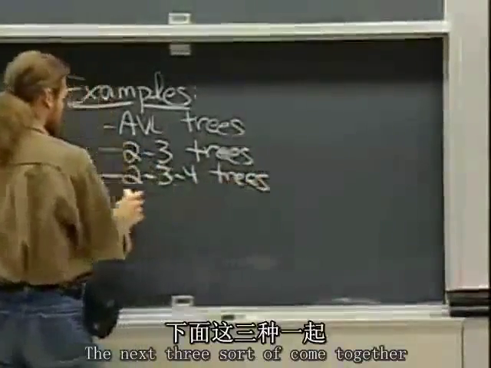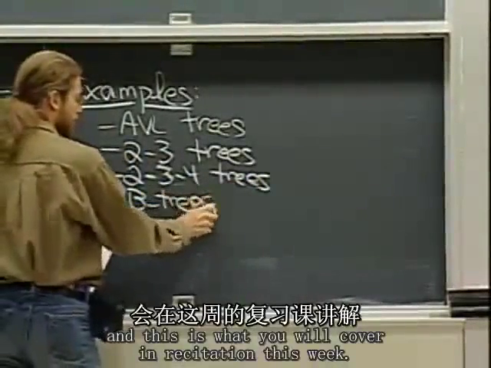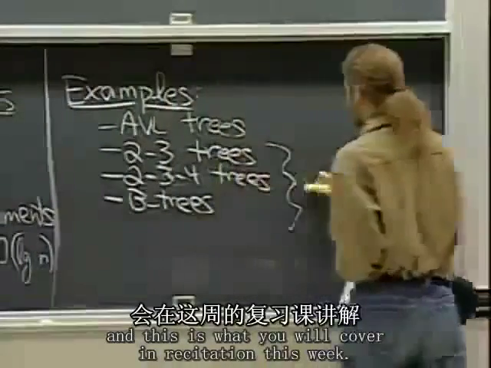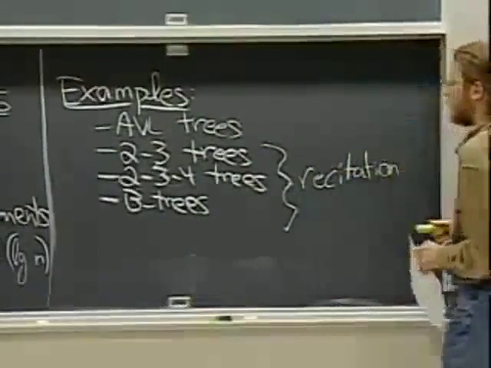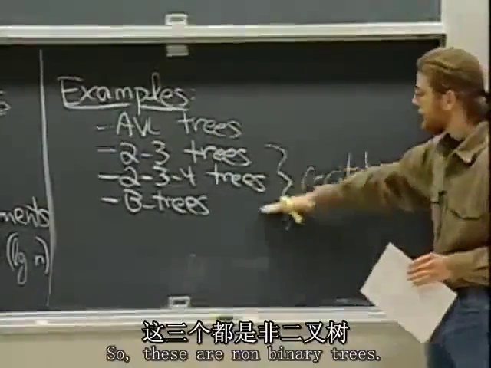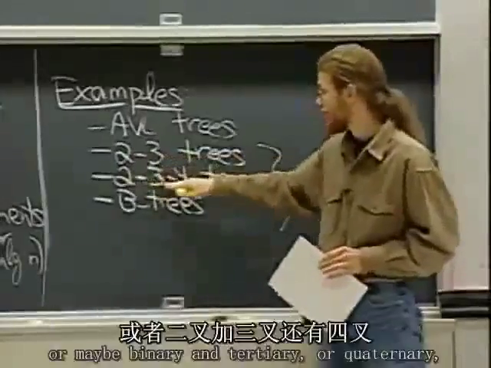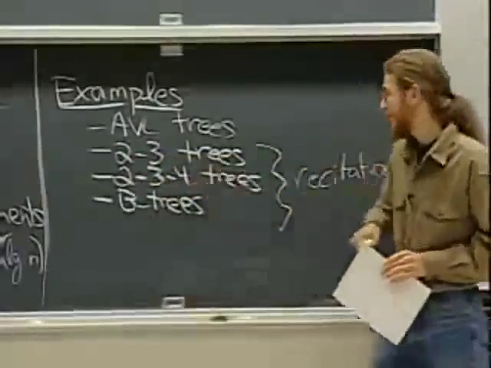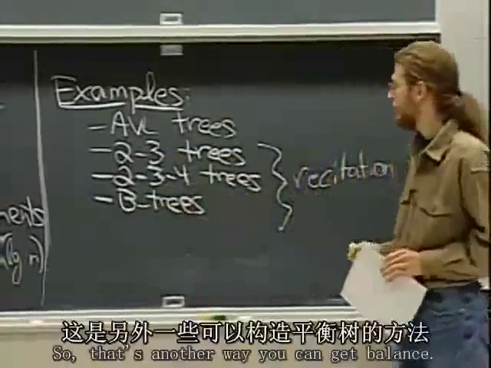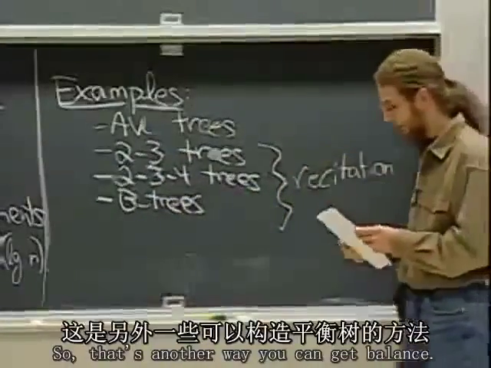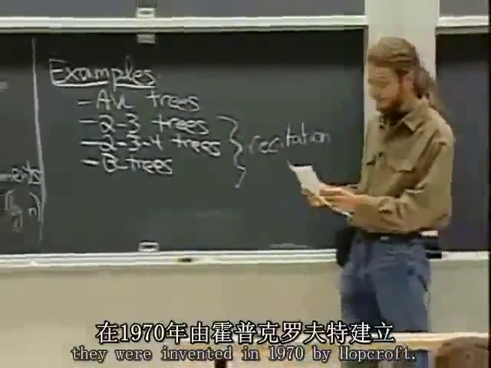The next three sort of come together, and this is what you'll cover in recitation this week. So these are non-binary trees. Instead of binary, we have maybe binary and tertiary or quaternary, or a general constant degree B. So that's another way you can get balance. 2-3 trees were sort of the second trees to be invented. They were invented in 1970 by Hopcroft.